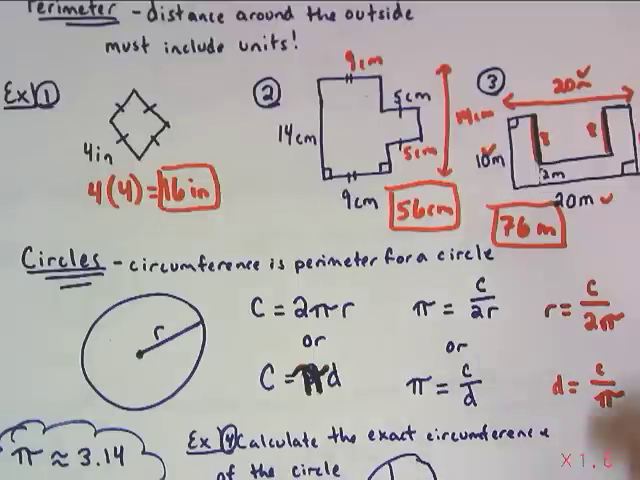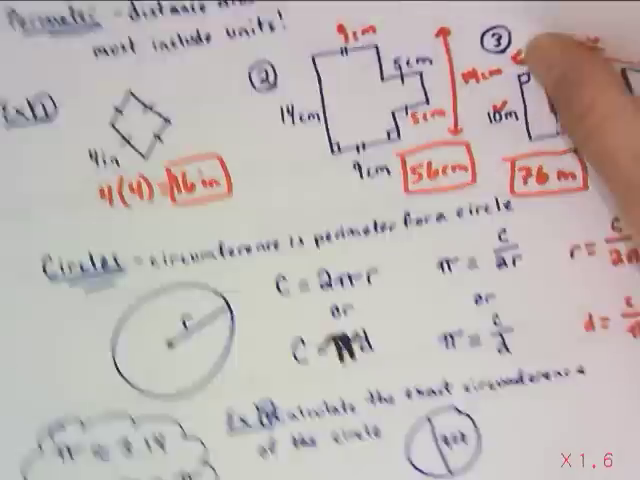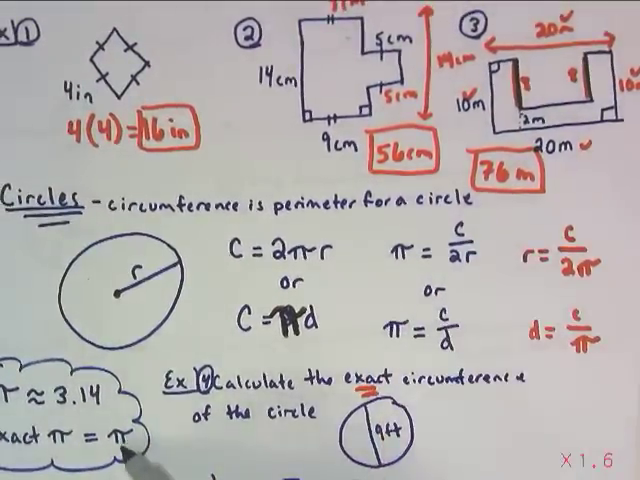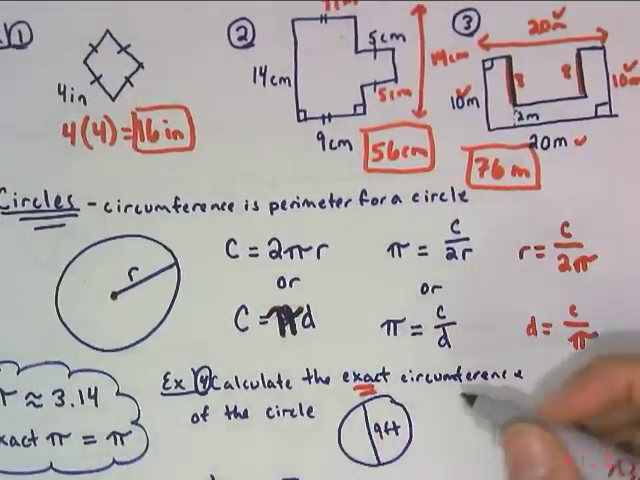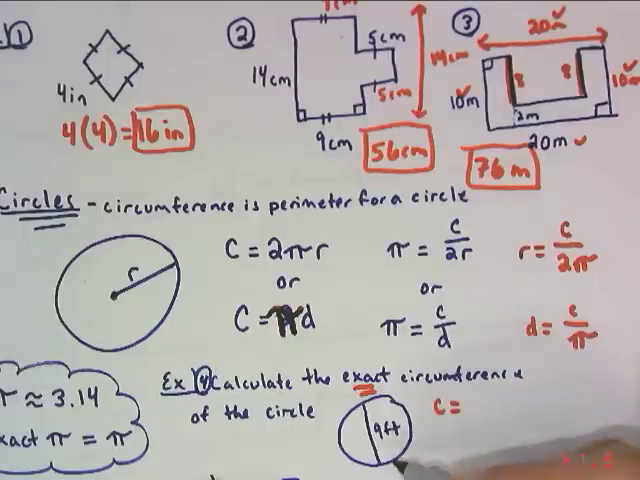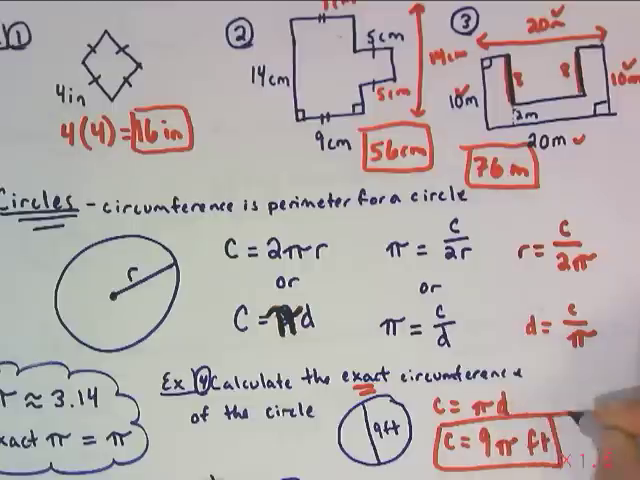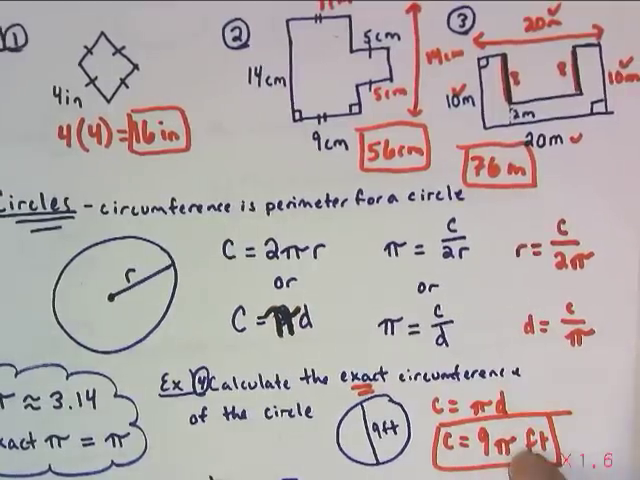For instance, in example 4, we tell you to calculate the exact circumference of the circle that you see. So when we say exact, we are looking for this symbol as part of your answer. So we know that circumference is equal to, we're given a diameter, it's all the way across, so we can use pi d, and the diameter is 9, so your circumference is simply 9 pi feet. So exact circumference, again, means you're going to have this symbol as part of your answer.